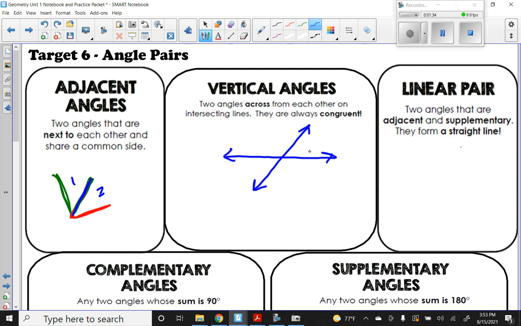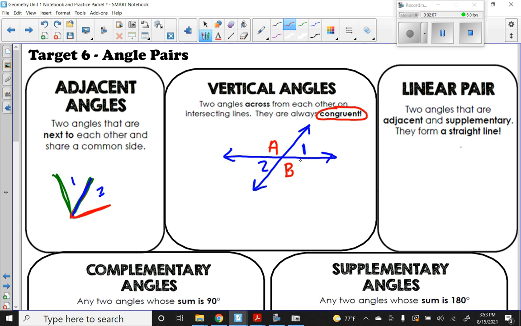So angle 1 is vertical to angle 2. They're kind of back to back. I wouldn't call them neighbors. I would call them maybe back to back. And then I would say angle A and angle B are vertical, and angle A will be the same measure as angle B because they're congruent. They're always congruent, and 1 and 2 will always be the same measure.